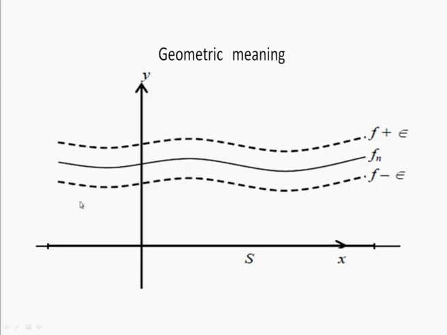If we look at the geometric meaning, this is an epsilon neighborhood of f. This graph is that of f plus epsilon, this graph is that of f minus epsilon, and this is the graph of fn. If the graph of fn falls between the graphs of f minus epsilon and f plus epsilon, leaving a few values of n, then the functions fn will be converging to f uniformly.